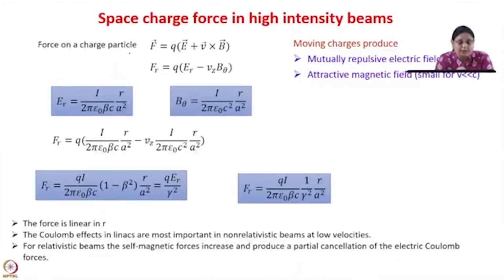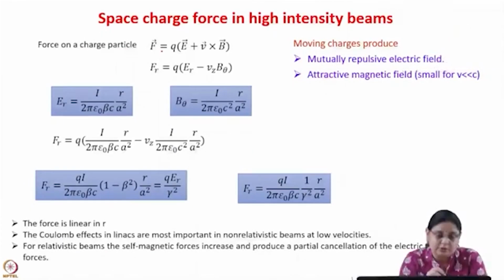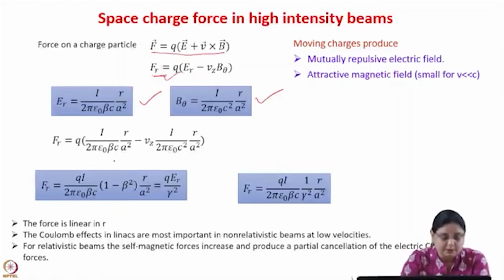Now, the force acting on a charged particle due to this uniform cylinder, we can calculate using Lorentz force. So the force in the radial direction will be q times E_r minus v_z into B theta. So we have already calculated the E_r and B theta values. If we substitute in the Lorentz force and simplify, we get this expression for the force acting on any charged particle due to this uniform cylindrical charge of uniform cross section.